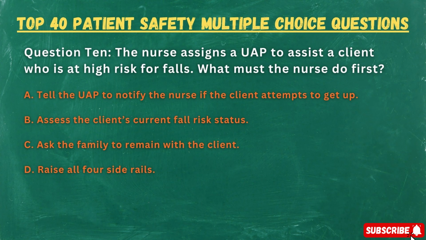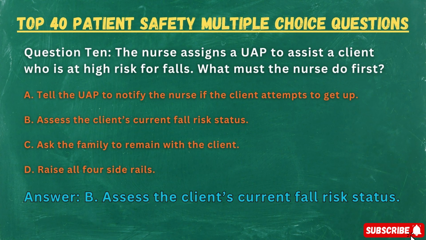Question 10. The nurse assigns a UAP to assist a client who is at high risk for falls. What must the nurse do first? A. Tell the UAP to notify the nurse if the client attempts to get up. B. Assess the client's current fall risk status. C. Ask the family to remain with the client. D. Raise all 4 side rails. Answer. B. Assess the client's current fall risk status.